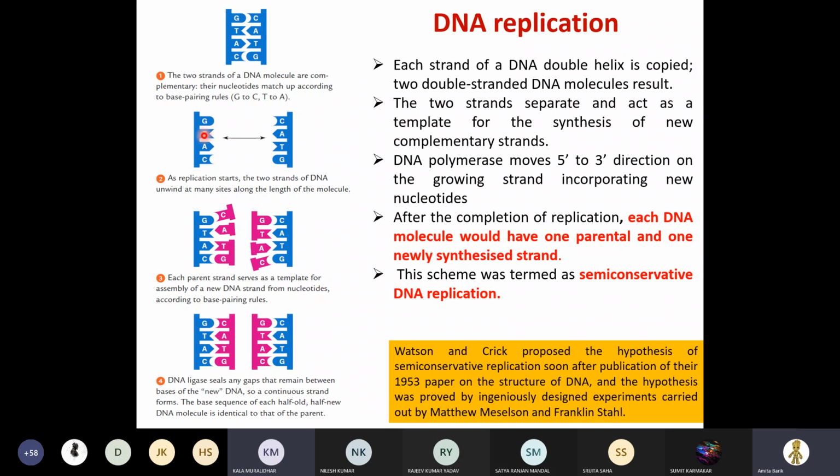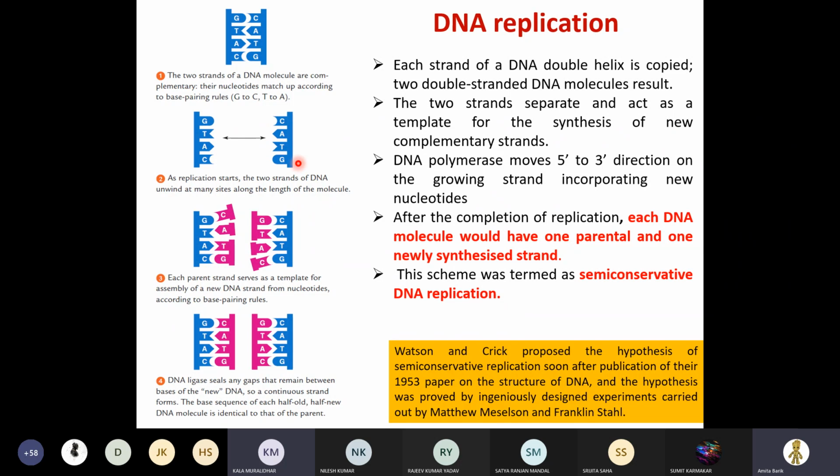So what exactly is happening here? They are following the base pairing rules. So when they are opening up, here G is there, so new nucleotide C will attach to this. Then T will be having A. Then A will attach to T. And then C will attach to G. Follow the pointer, whatever I am showing.